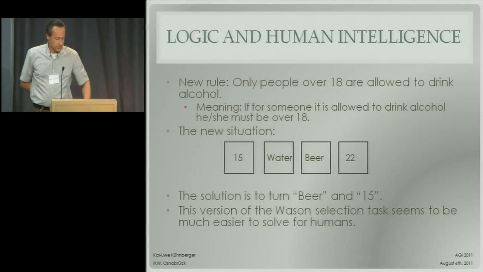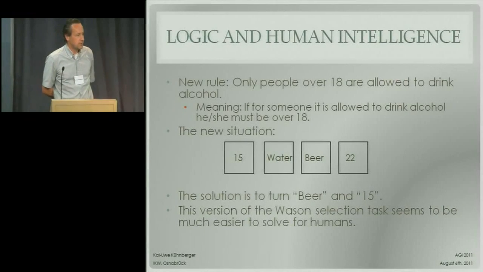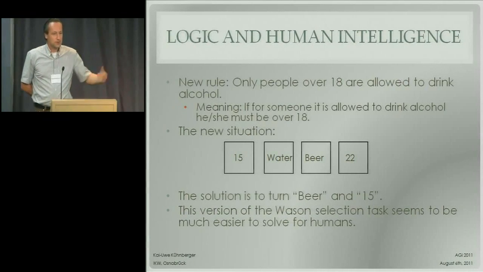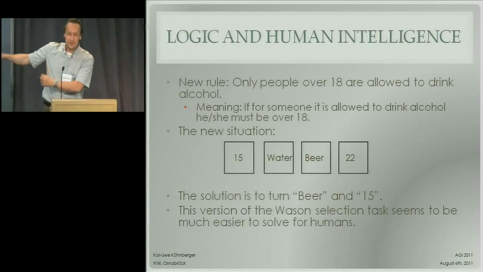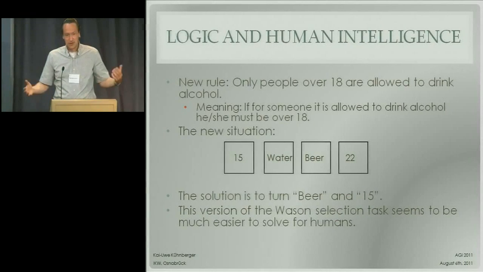And then you see cards showing 15, water, beer, and 22. If you behave as you would if you were a police officer checking a bar in the US, for example, where we probably need to change 18 to 21, then you do the right thing. So what are you doing? If there is a very young person, a 15-year-old, you check whether this person is drinking beer. And if there is someone drinking beer, you check whether this person is 20 or 18 or older. If you do this, it's perfectly fine. You solve this problem. In such nice setups, subjects perform significantly better.